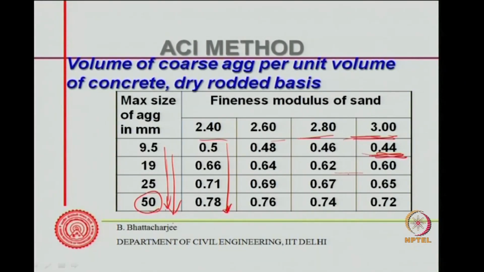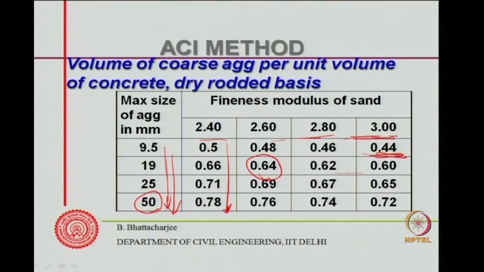So, the proportion of the aggregate volume is given by this particular table. Supposing you find that this is 0.64, and you know the dry rodded density of the coarse aggregate, it is multiplied by this to get the mass of the coarse aggregate that is present.